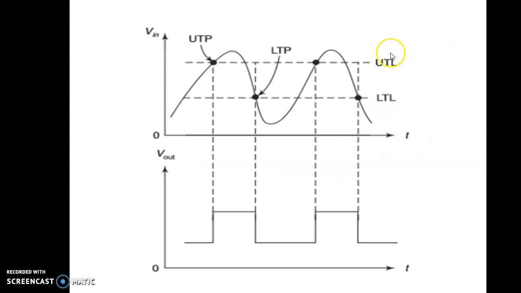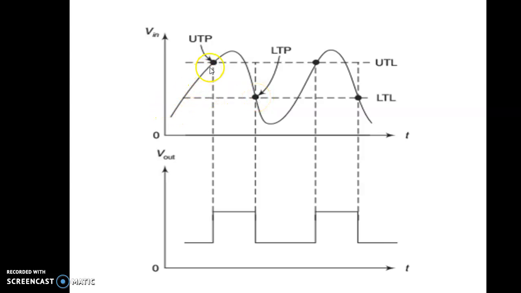And these are the input and the output waveforms of the Schmitt trigger. The upper one is the input waveform. The lower one is the converted waveform, that is the output of the Schmitt trigger. So if we note here, if the input voltage is lesser than the upper threshold point. So here you have to remember that there are two levels. One is the lower trigger level, the other one is the upper trigger level. And this point is called the upper threshold point and this point is called the lower threshold point.